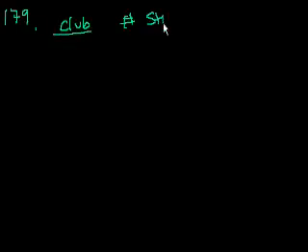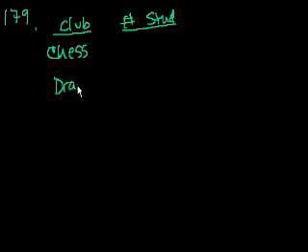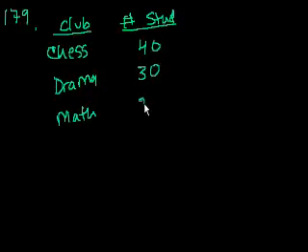Problem 179. I'll switch colors to ease the monotony. 179. The table above shows the number of students in the 3 clubs at McAuliffe School. So let me write the table. So they have the club, and they say the number of students. And then you have the chess, drama, and math clubs. The chess club has 40 students, drama has 30, and math has 25.